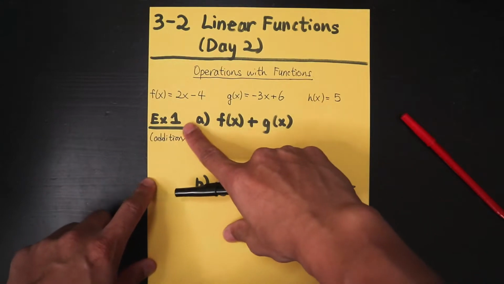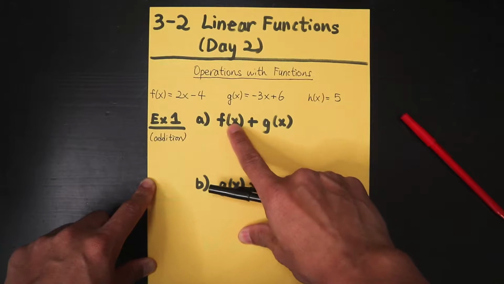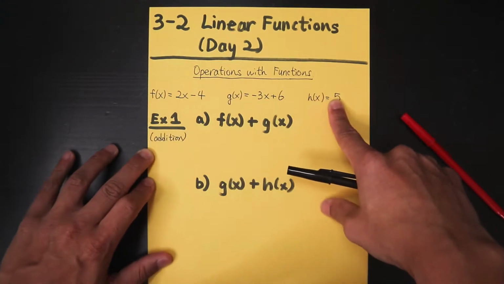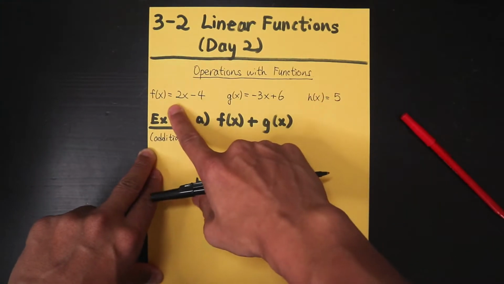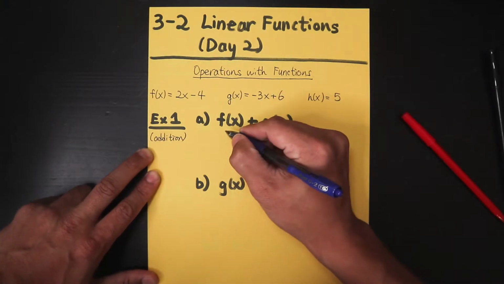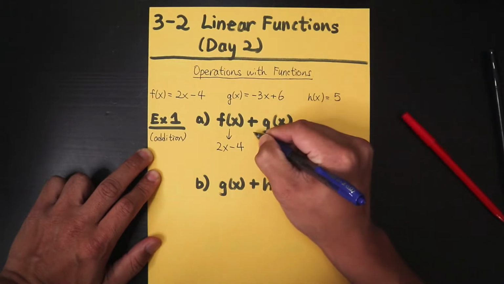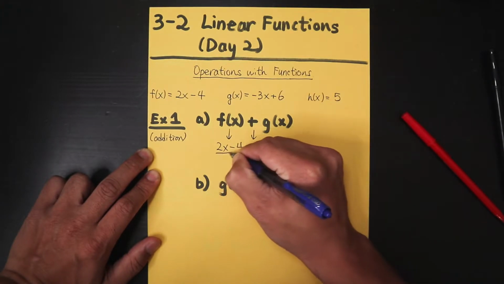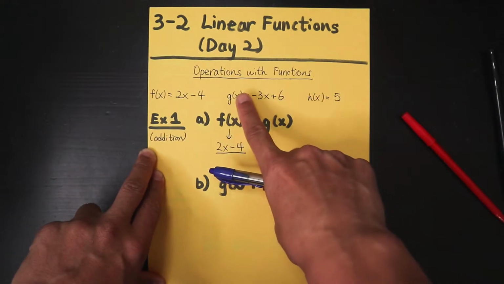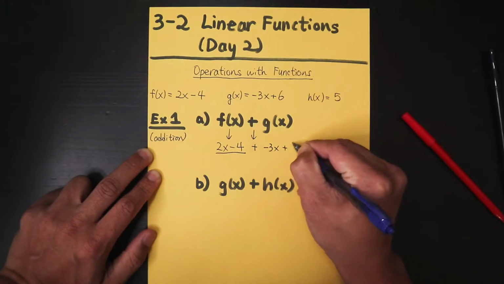In example 1, we're going to learn how to add two different functions. In part A, it says to add f of x plus g of x. Out of the three functions, you choose the one that says f of x. In this case, it's the first one, which is 2x minus 4. So you write 2x minus 4, and then you bring down the plus. Then you find which of these three functions is g of x. The middle one is named g. So you copy negative 3x plus 6 like this.